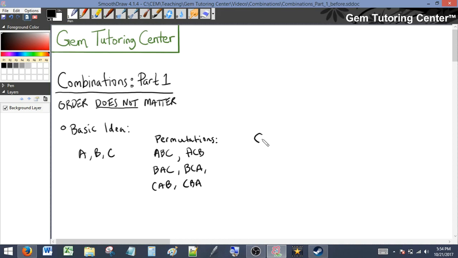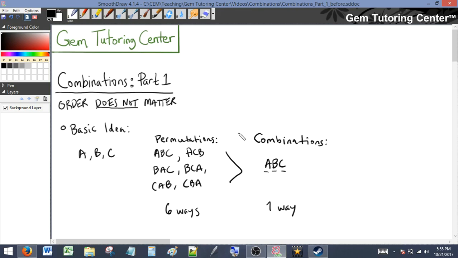But with combinations, they all mean the same thing. All of these 6 things turn into just one thing, ABC. With combinations, the order doesn't matter. So I can have the A here, the B here, or the C here, or I can have them in different positions, and it's still going to be the same combination, okay? So for permutations, there were 6 ways, and for combinations, in this case, there's only one way. So BAC is equivalent to this, okay?